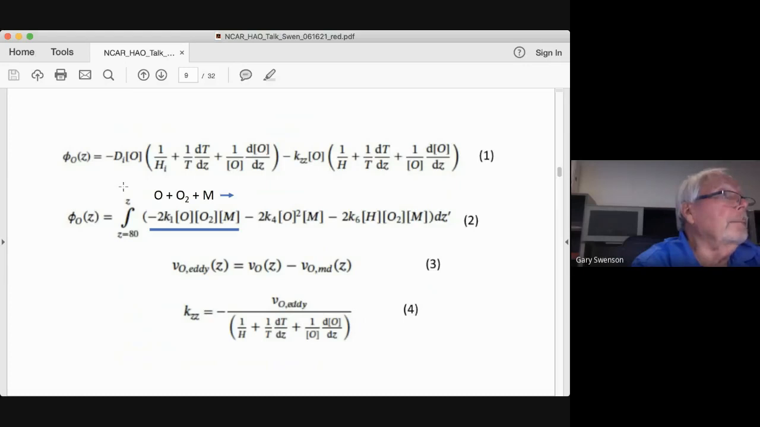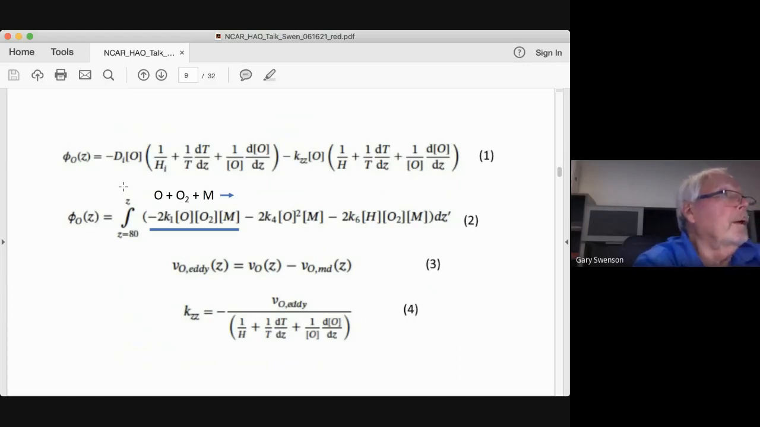So once we have determined that flux, we can divide the flux by, that's the total flux. And so if you go to item 3, the eddy flux is equal to the total velocity minus the molecular component.